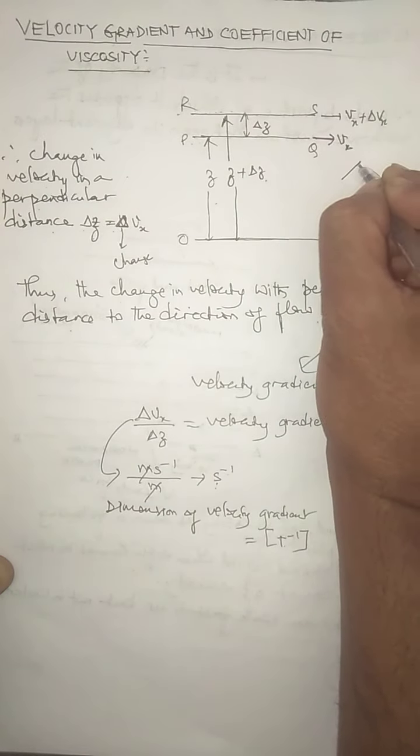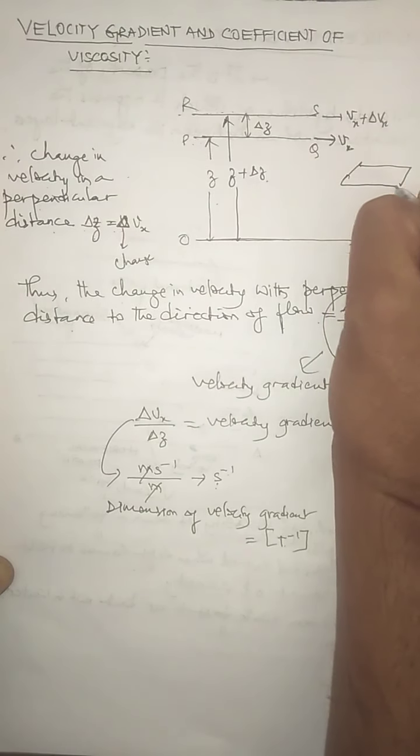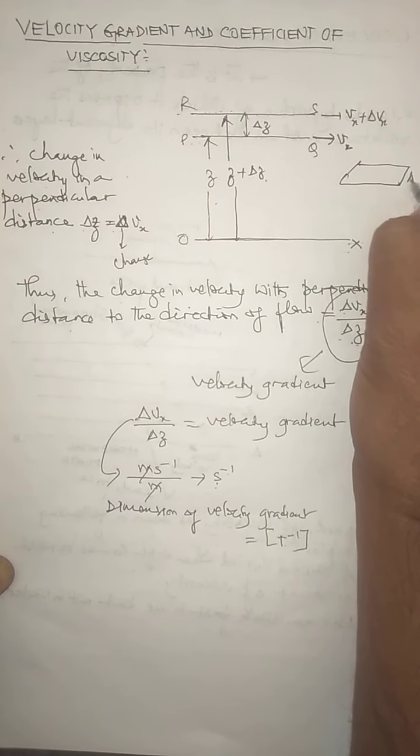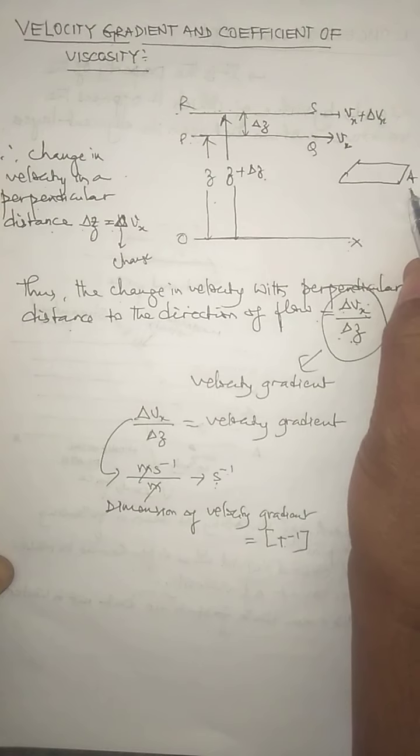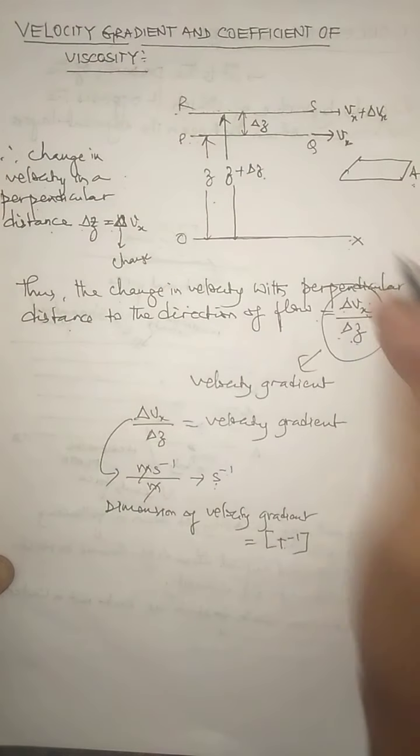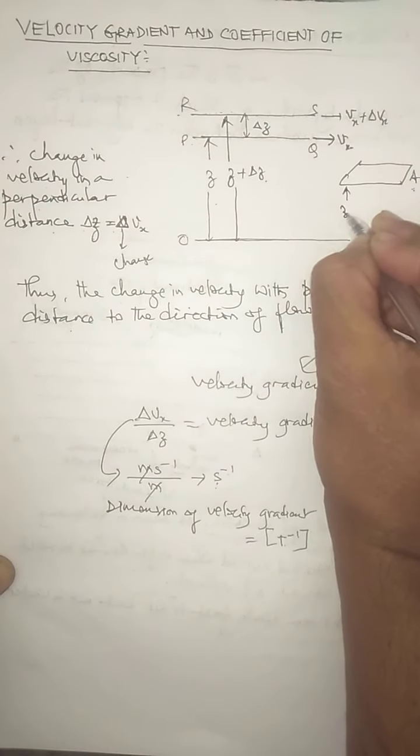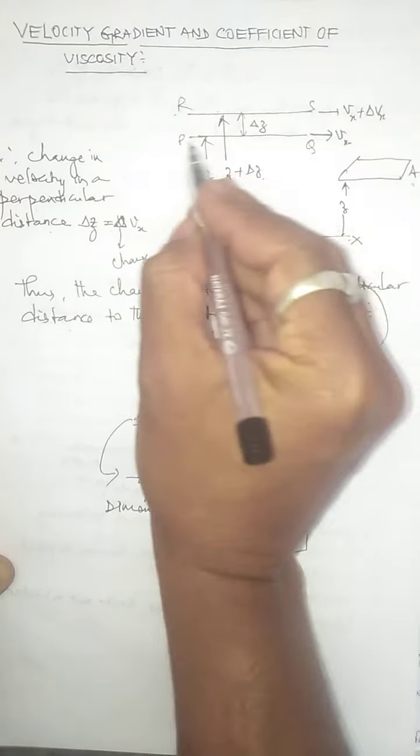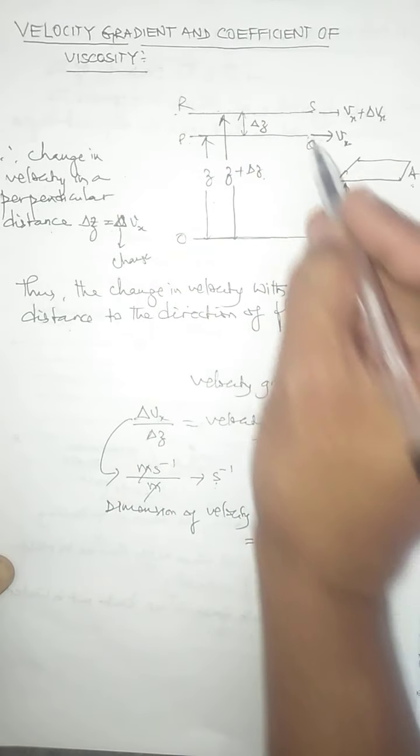Let me show you separately out here. Suppose this is the layer of the liquid which has area A. A is the area of cross section of the liquid. Now this layer of area A is at a height Z, the same height. That means this particular layer PQ has area A.